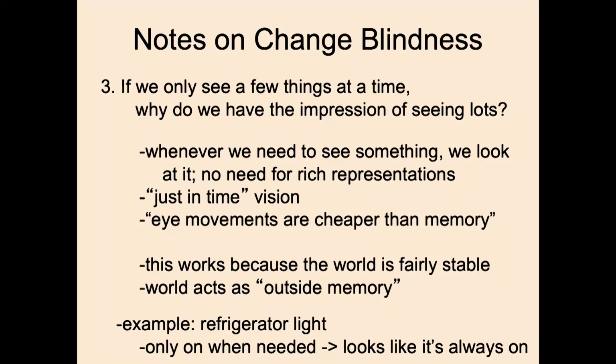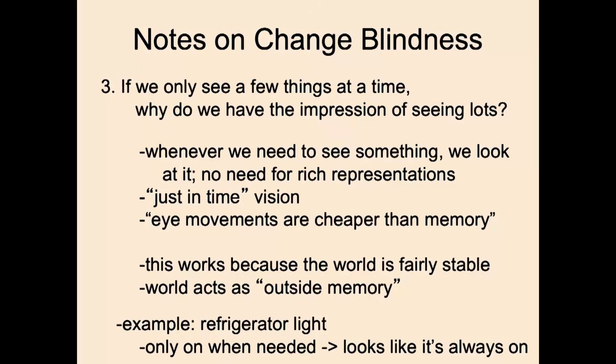Because we can just look at whatever it is that we want to see, in some sense there's no need to have rich representations in your head. This is often called just-in-time vision. Another key idea and catchphrase associated with this is that eye movements are cheaper than memory. Memory is expensive. You have to do stuff in your brain, expend metabolic resources, maybe use up synapses. So there's a cost to actually remembering stuff, whereas eye movements are plausibly pretty cheap. They don't cost the organism very much.